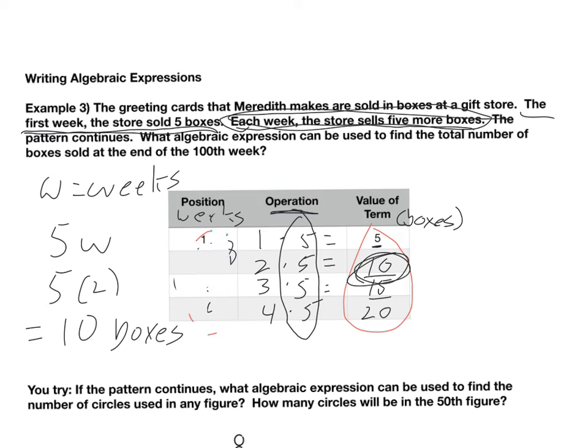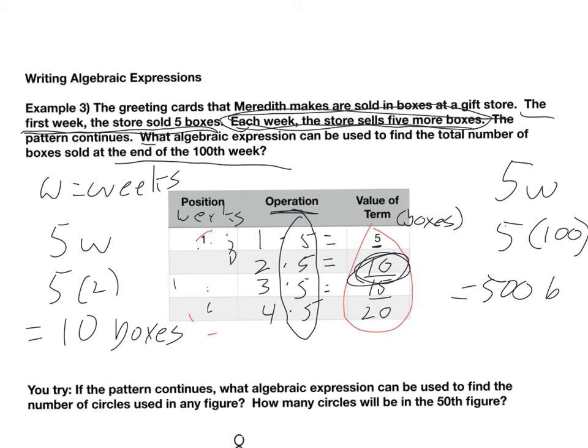It's a little busy over there. Oops, I just erased everything. Oh well. So the next part of the question says to find the total number of boxes sold at the end of the 100th week. Well, we've got 5W, our expression. So let's plug in 100 for the number of weeks, and now we know we sold 500 boxes.